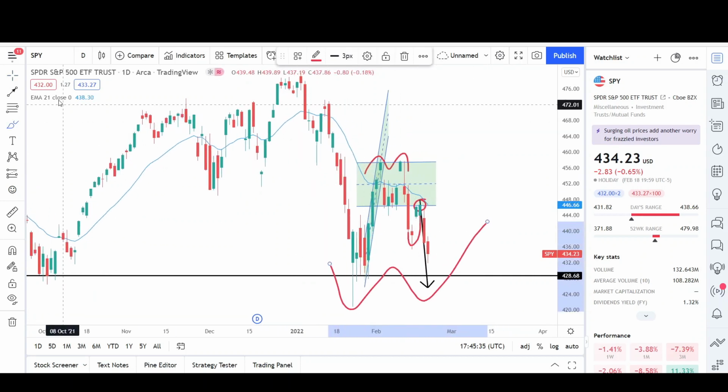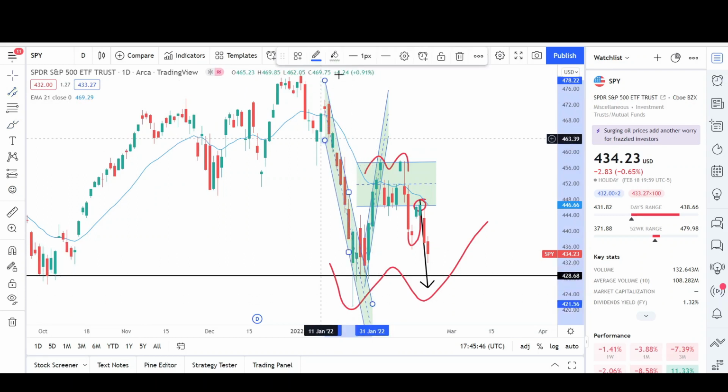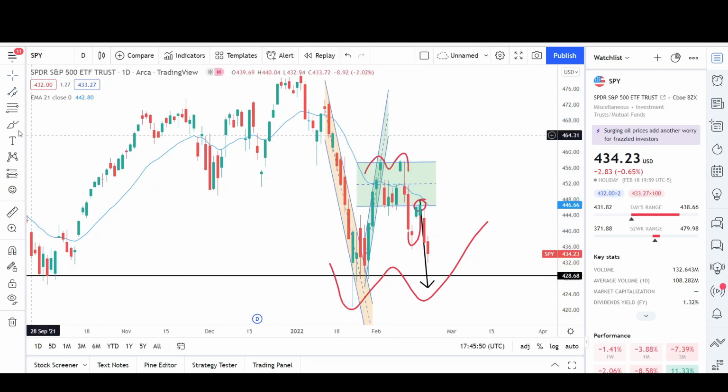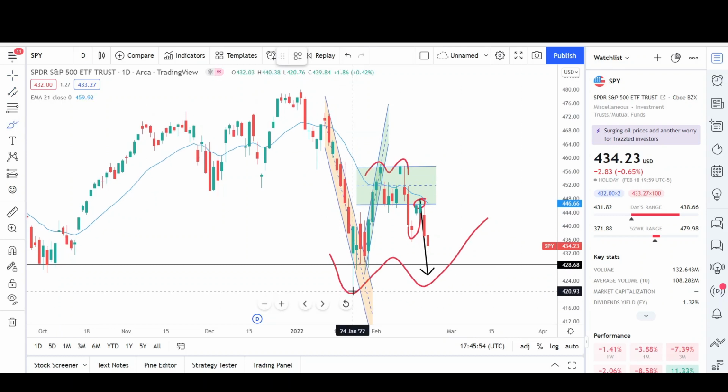But I think we're going to continue lower just because of a couple more reasons I'm going to mention right now. So we did have this bigger downtrend right here that was continuing lower. But we did not have a retest of the previous low yet. So the previous low for this downtrend is right at the 420 level, 419 level.